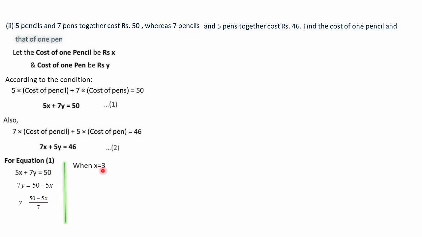When x is equal to 3, I am substituting x is equal to 3, so I will get 15 here: 5 into 3, 15. So 50 minus 15 is 35. 35 is easily divisible, very easily we can cancel with the 7. 7 fives are 35. So you must have this idea before calculation itself. This type of mental calculation.